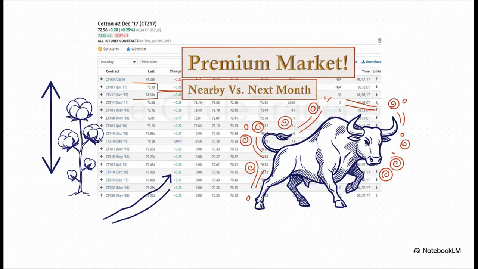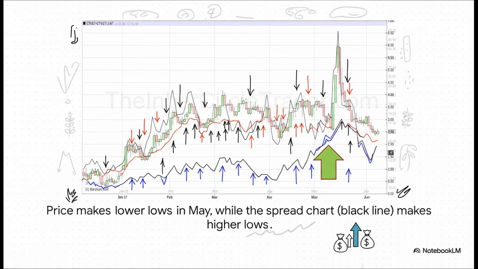We look at the contract list, and you can see right here, the nearby July contract was at $76.18, and the October contract was cheaper at $74.51. Boom, that's it. Checkbox number 1 is ticked. Cotton is in a premium market. The stage is set.